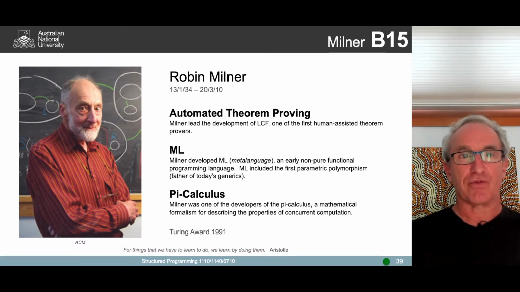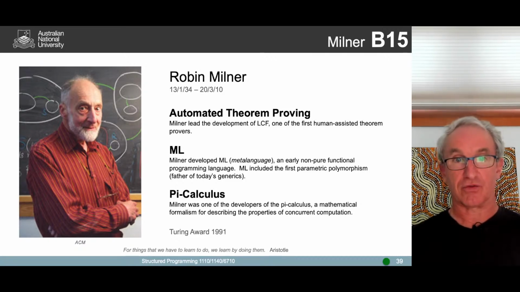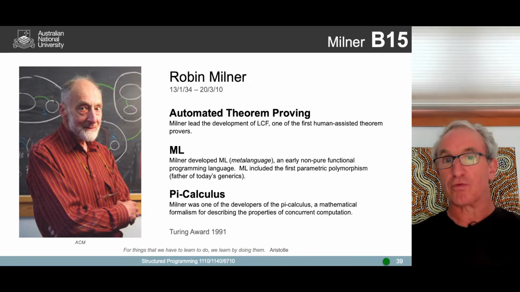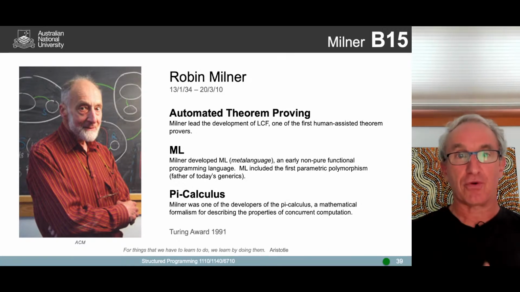He was a very nice, generous man, a very decent man, as well as being one of the most brilliant computer scientists. The Turing Award citation for him is one of the longest in the history of the Turing Award, because he got the award for doing so many different things. Three of the things are listed on the slide here. One is automated theorem proving. This is an incredibly important idea.